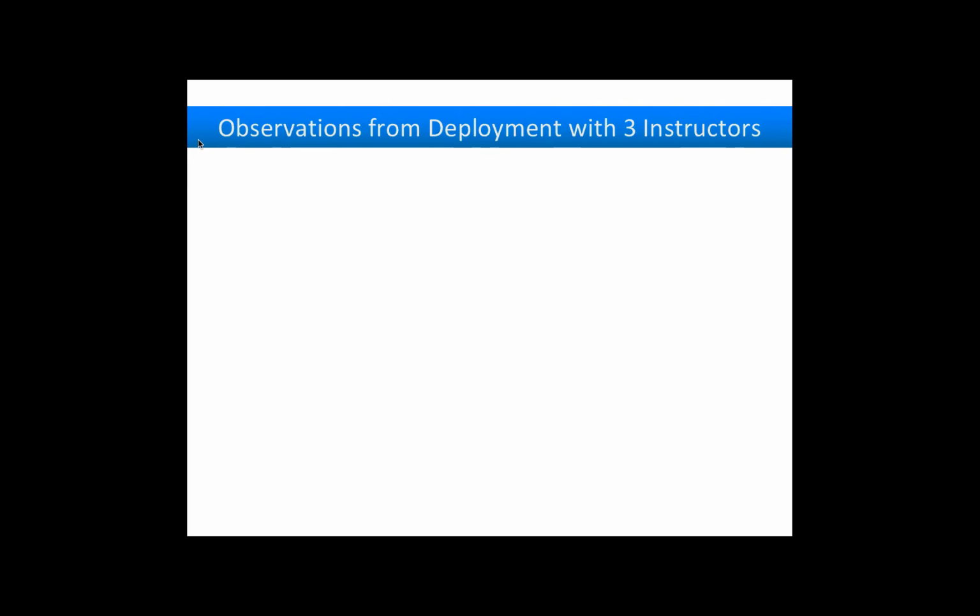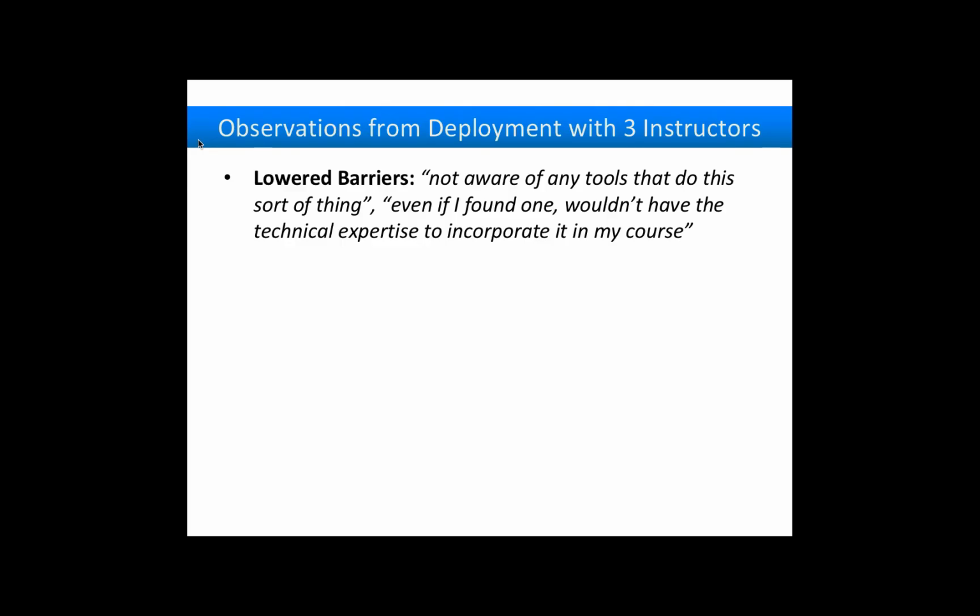So we deployed the system with 3 instructors. These were instructors at Harvard who were teaching a course on public policy, on calculus, and on statistics. And here are the key insights we got. One is that all instructors were able to use the system to deploy an experiment. Something that might have taken hundreds of hours took on the order of 5 to 10. So instructors reported this lowered barriers for them.